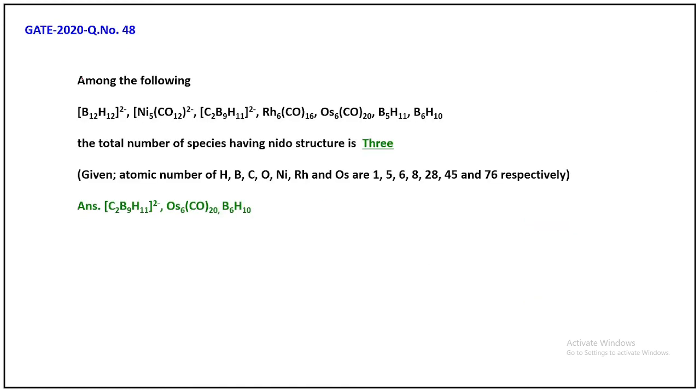So our question was, among the following, the total number of species having nido structure, and the answer is 3, which are C2B9H11 2 minus, Os6CO20, B6H10.